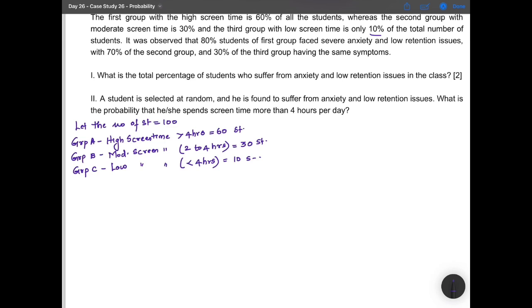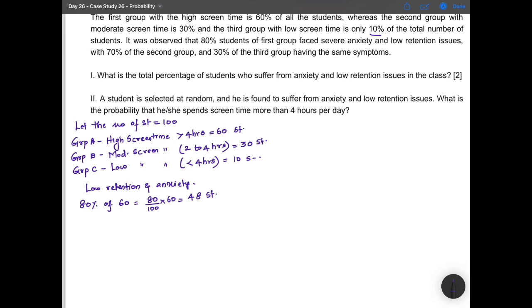Then next problem which is coming up because of the screen time is low retention and anxiety issues. 80% of first group are facing this. That is 80% of 60 students, which is 80 upon 100 times 60, which gives us 48 students. So group A has 60 students. Out of that, 48 students have this anxiety and low retention issues.